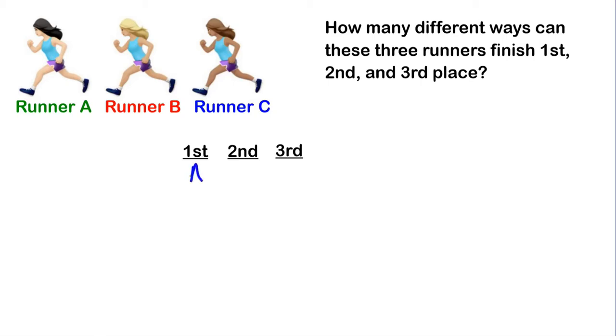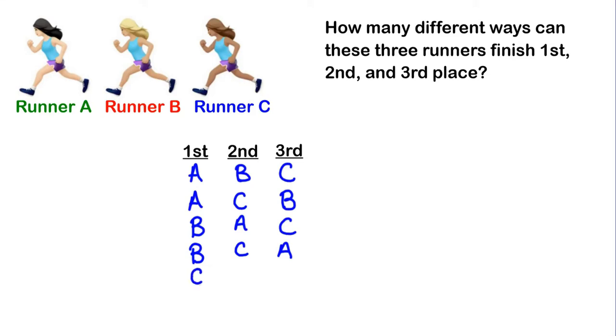Well, the obvious way would be A finishes first, B finishes second, and C finishes third. That's one way they could finish. Now I'm just going to keep A in first place and swap C and B. So they could finish A, C, B. Now there's no other way that runner A could finish first place, so we're done with runner A. Runner B could get first place, runner A could get second, and runner C could get third. And then I could swap these two and have runner B first, runner C second, and runner A third. And those are the only two ways that runner B can finish in first place.